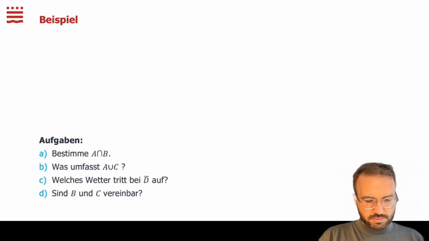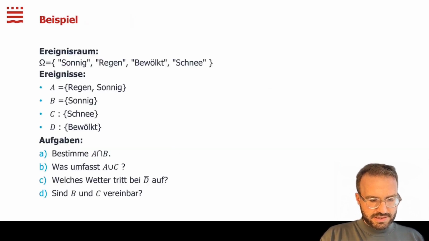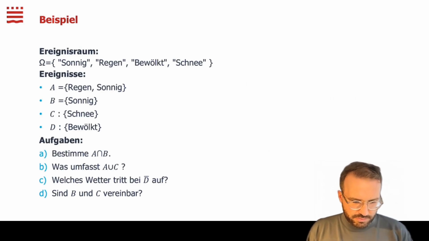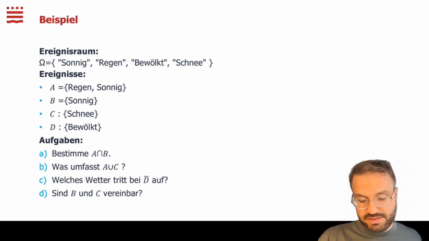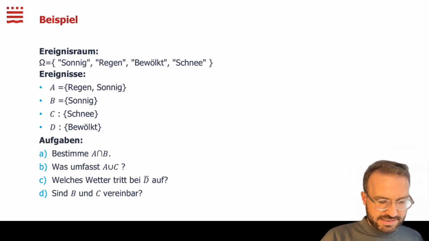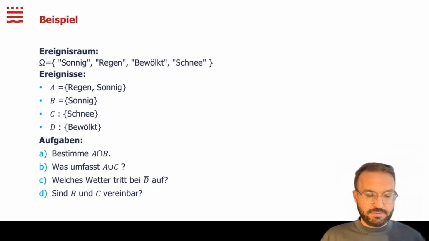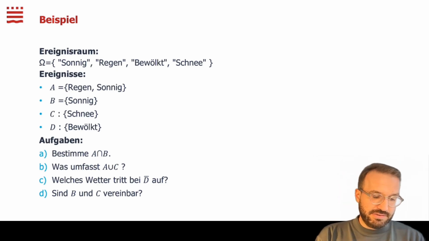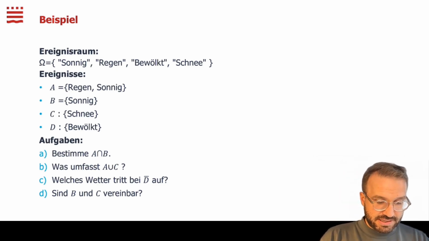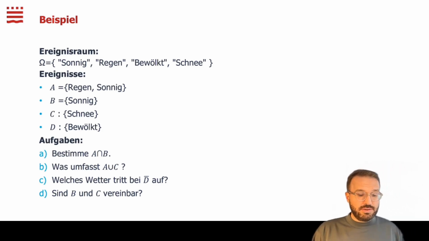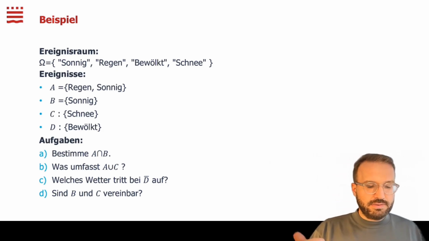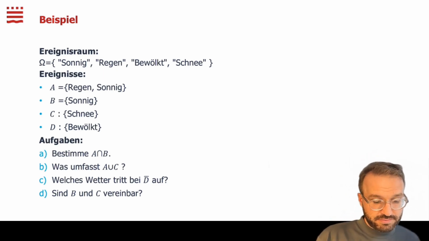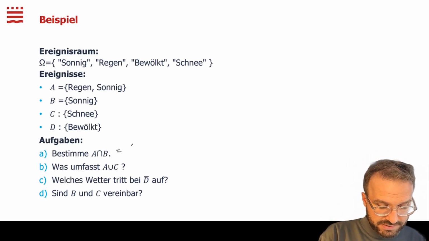Well, yes indeed. Then let's take a look at a short and simple example. We consider omega, which can be sunny, rainy, cloudy, or snowy, so it is about the weather. And we have here events A, B, C, and D. A occurs if it is raining or sunny, B occurs if it is sunny, C if it is snowing, and D if it is cloudy. And now we can ask, what is A intersection B? So, what is A and B? And that is, of course, if it is sunny.